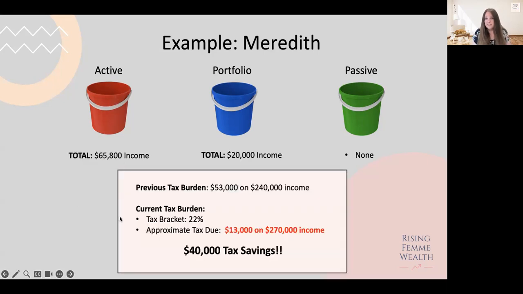So let's take a look at what that did as far as her tax burden. Her previous tax burden, she was paying $53,000 on $240,000 of income. Her current tax burden, after all this tax planning, puts her in the 22% tax bracket, much lower than before. And her approximate tax due was $13,000 on $270,000 of income. She actually had some income from the short-term rental. This was a $40,000 tax savings just from doing a little bit of tax planning.